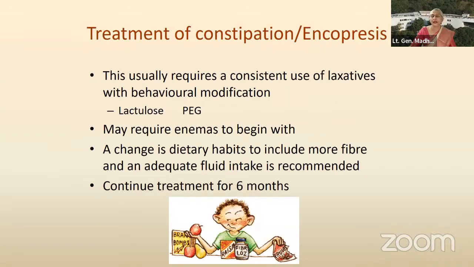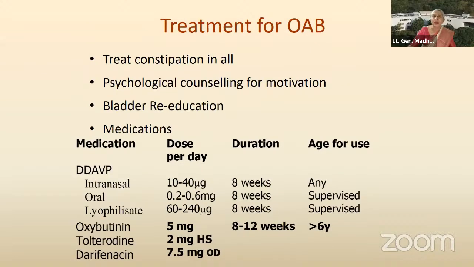Now that we've diagnosed it, how do we treat it? I think a very simple method. We start with constipation. Like I said, bowel affects the bladder, so let's address the bowel first. This is usually done with laxatives and behavioral modification, including diet; lactulose or PEG can be used. Even if it's impacted, we may to begin with need some enemas, and we need to treat for 3 to 6 months to ensure the bowel has started moving in a very regular manner.